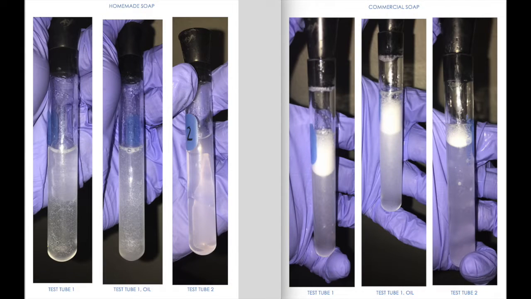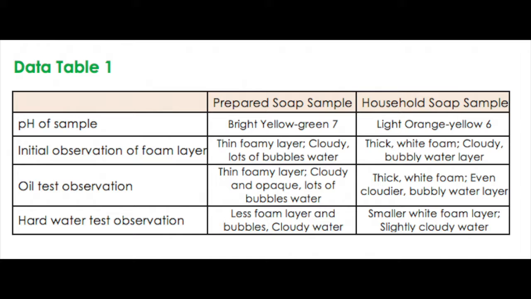In comparison to one another, the homemade and household soap had somewhat similar results. However, when compared, the commercial household soap was observed to have a thicker, more white foamy layer with a cloudy solution, while the homemade soap had even less of a foamy layer.